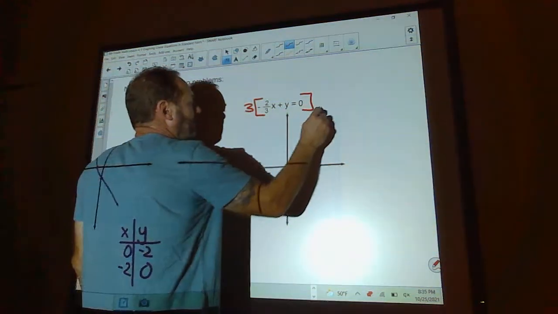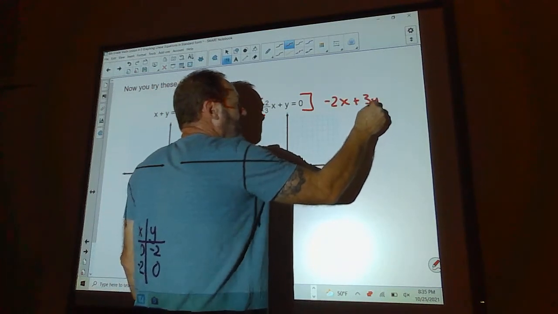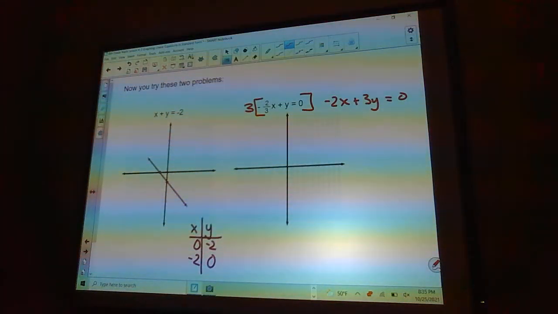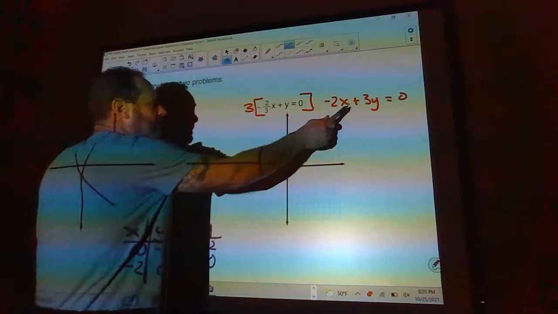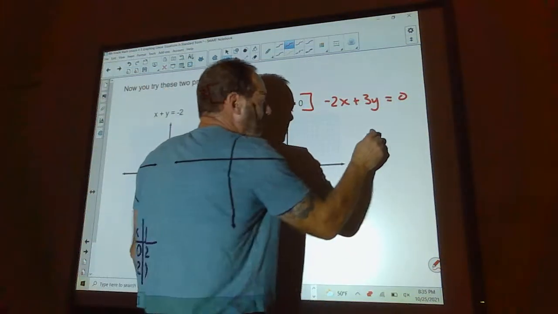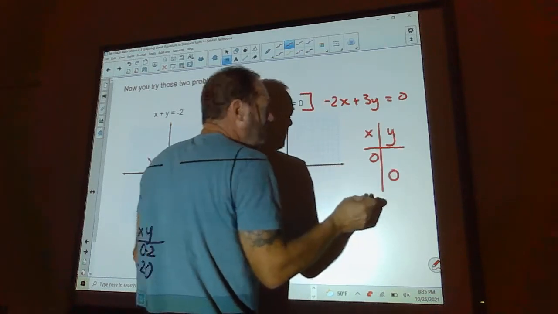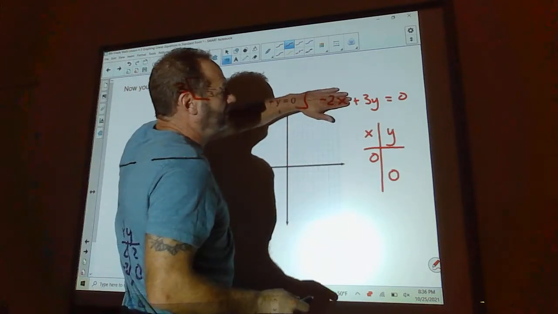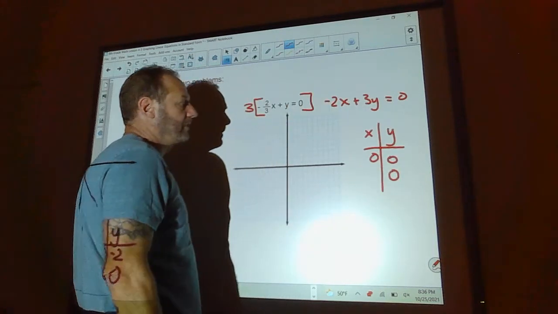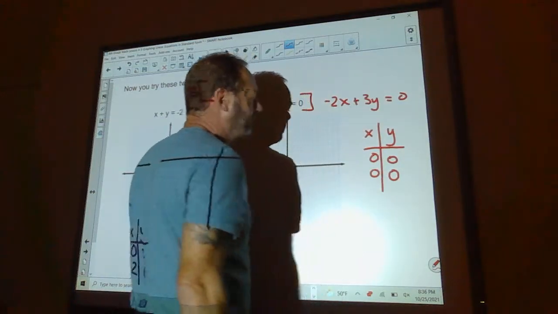If I did that, I'd get negative 2x plus 3y is still 0. Now that looks more like ax plus by equals 0. So when I make my table, if I plug in 0 here, I get 3y equals 0. So 0, 0. Uh-oh, wait a minute. If I plug 0 in here, I'm also going to get 0.